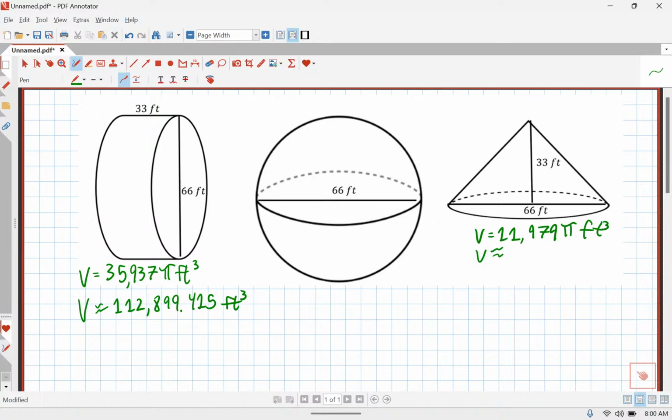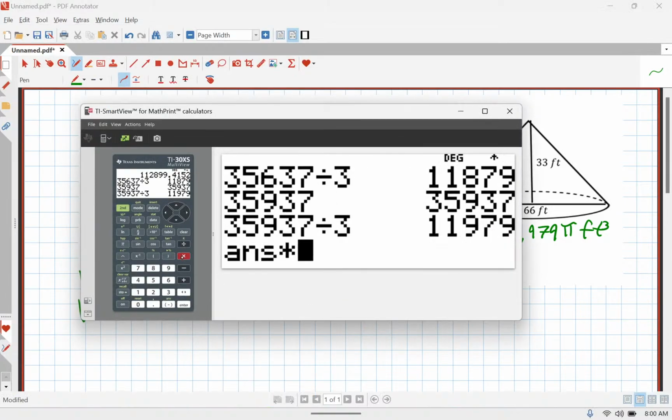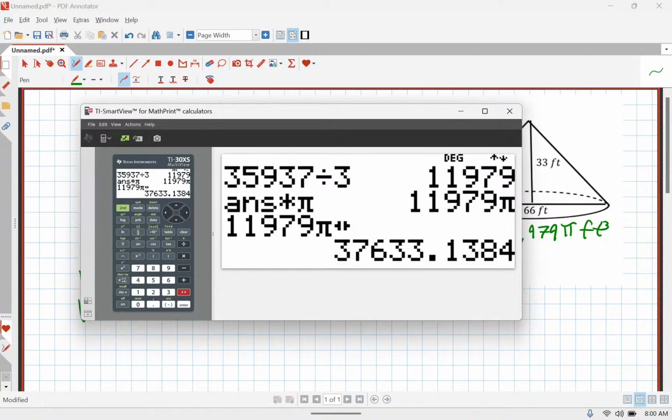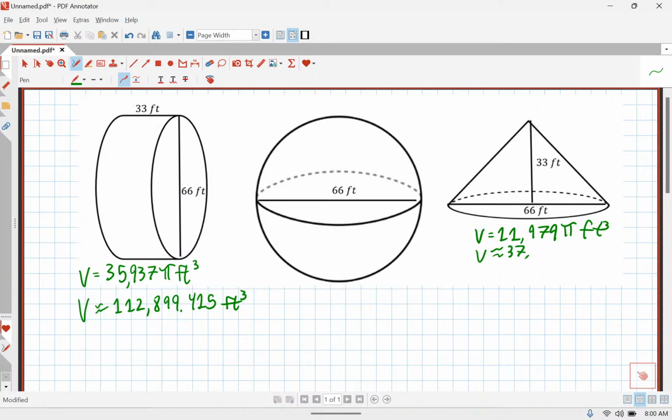The pi button. Great. So if we take this and multiply it by pi, and then hit that. It's 37,633.138. Beautiful. Awesome. How many of us either got that or see how we got that and aren't too concerned? You guys doing okay out there? Beautiful. Very good. You guys are well on your way.